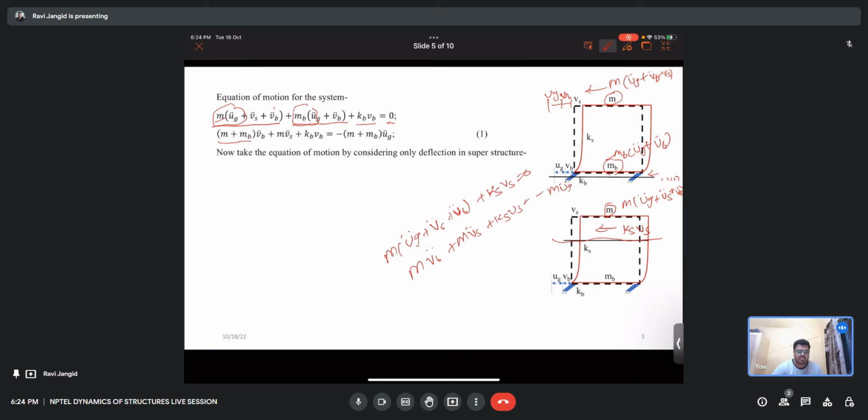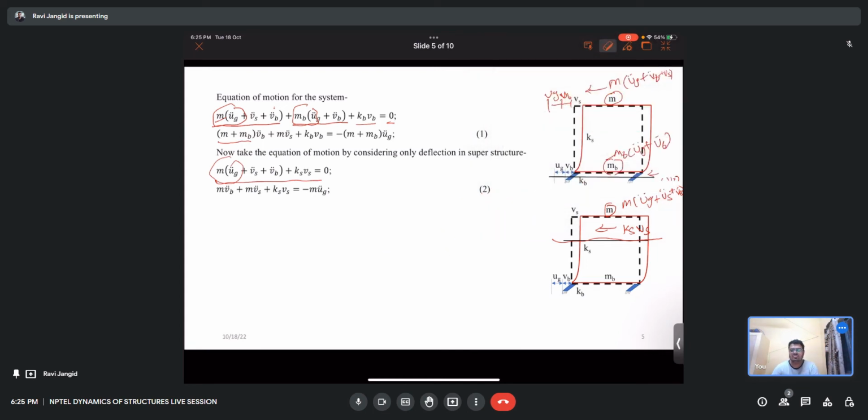Okay, so the same equation I have written here, the same way: M times (UG double dot plus Vs double dot plus VB double dot) plus Ks Vs is equal to 0, and then I will move M UG double dot to the opposite side. So my equation will become M VB, M Vs, Ks Vs, minus M UG double dot.